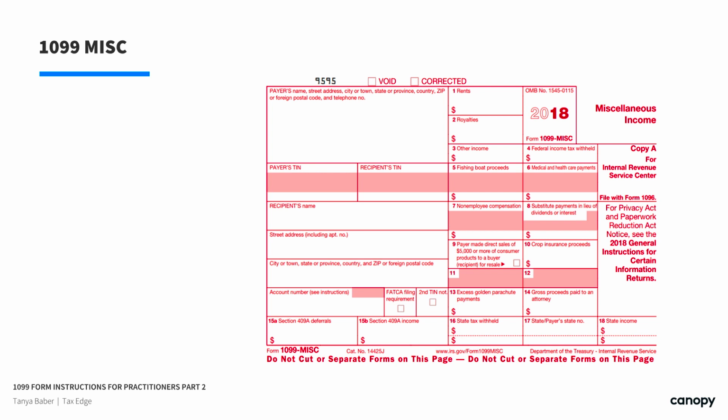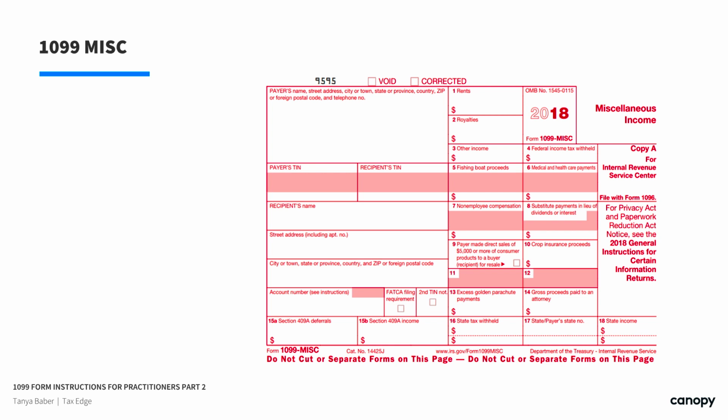15B is reporting Section 409A income, and it's funny that the amounts included in box 15B are also supposed to be included in box 7. So if you have any of these obscure things, the 409A income or deferrals, you want to look more into the instructions for some help in how to report those.